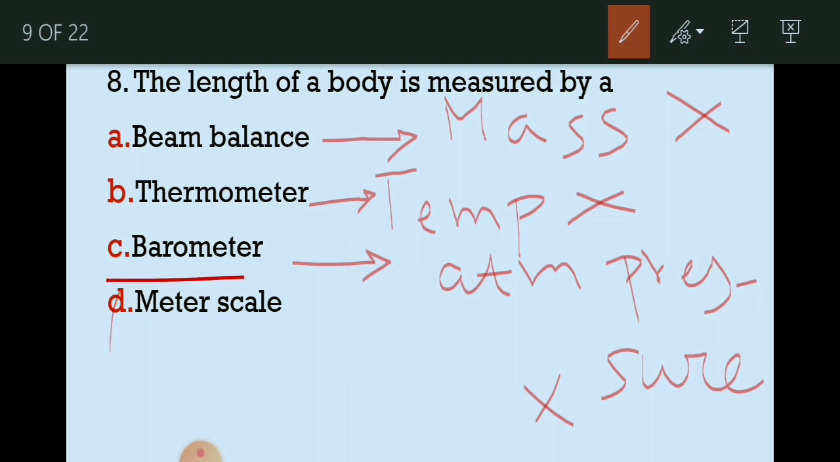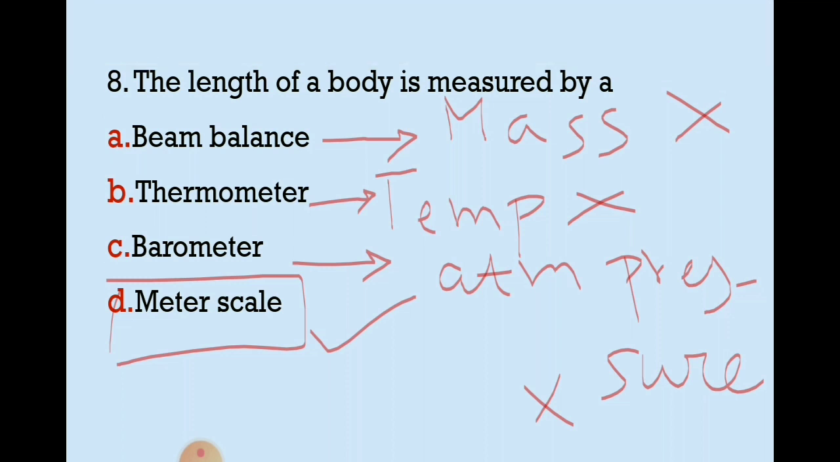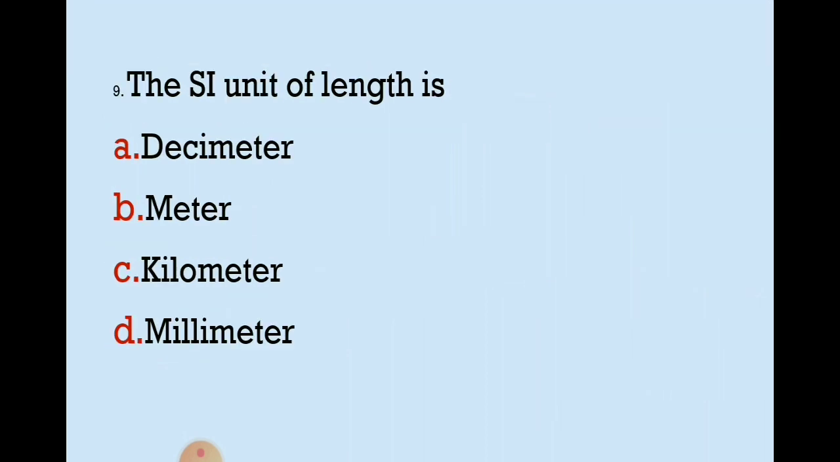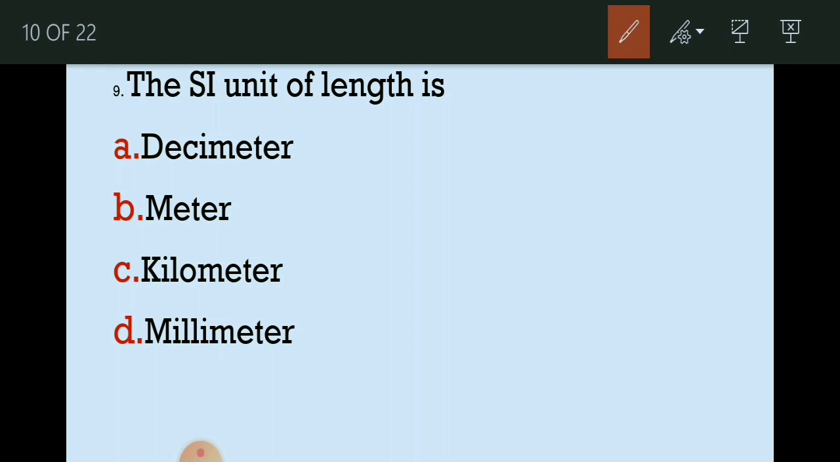Now with the help of meter scale we can easily measure the length of the body. So option D will be the correct one. Now next move on to the next question. Question number 9, the SI unit of length is. Okay, so what is the SI unit of length? The answer will be meter. Okay, meter is the SI unit of length.